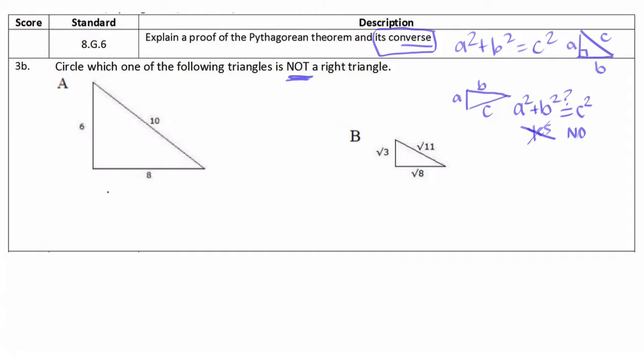Let's check. So we have a squared plus b squared equals c squared, Pythagorean theorem. 10 is the longest side, so that must be c. Doesn't matter which one is which. This could be a or b, this could be a or b, it doesn't matter as long as they're both legs. So a is 6 squared, b is 8, and we square it, equals c is 10, so we square it. Let's see if this is true. 6 squared is 36. Plus 8 squared is 64, and 10 squared is 100.